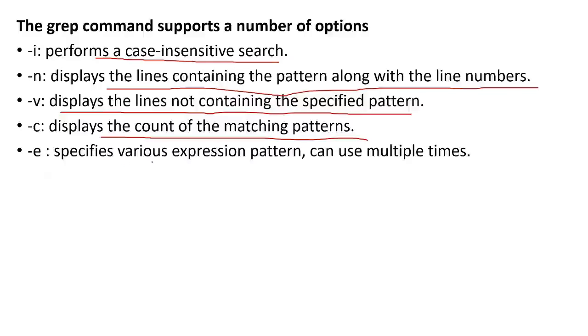-e specifies various expression patterns, and can be used multiple times. So use -e when you want to use multiple patterns in a single statement. If you want to use pattern 1, pattern 2, pattern 3 in a single statement, all these patterns will be searched from the specific files, and whichever lines match these various patterns, it will display on the screen.